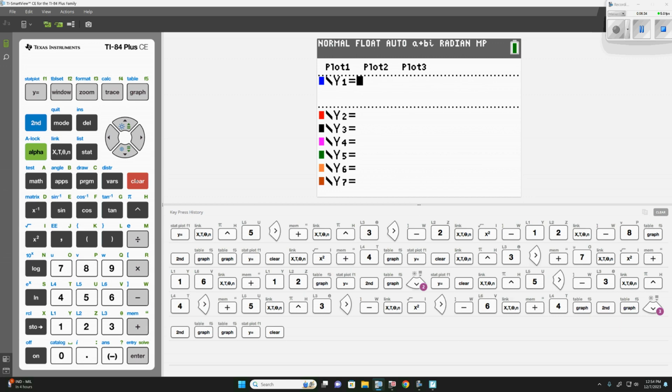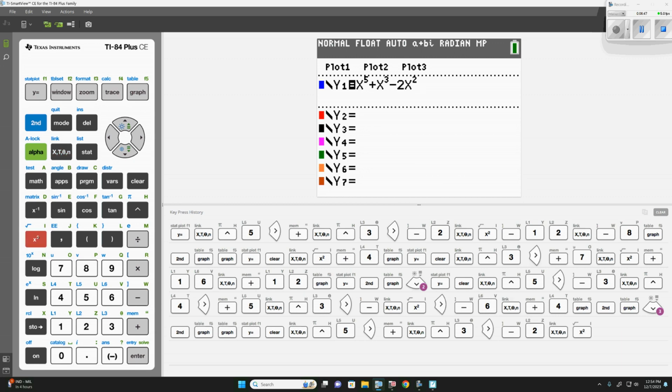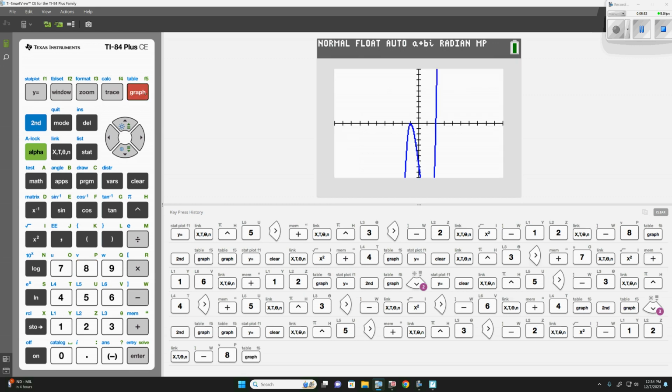So in this here, we'll type our equation in first. We have x to the 5th plus x cubed minus 2x squared minus 12x minus 8. Graph.